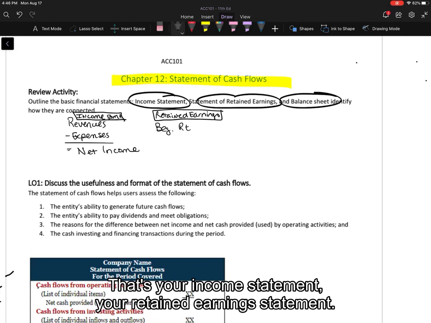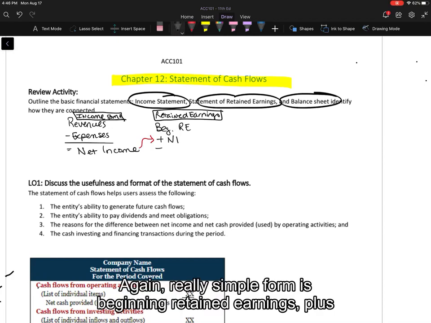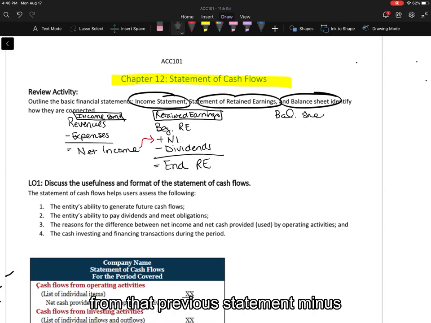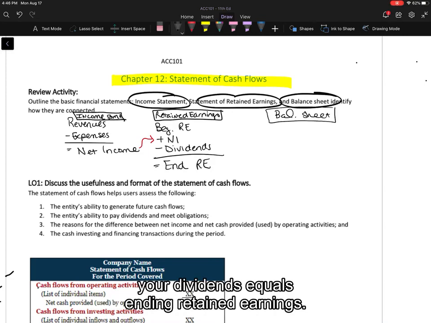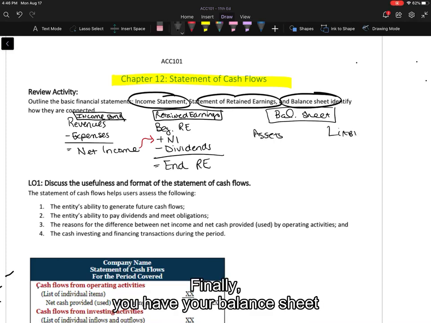Your retained earnings statement, again in really simple form, is beginning retained earnings plus your net income, which comes from that previous statement, minus your dividends equals ending retained earnings.